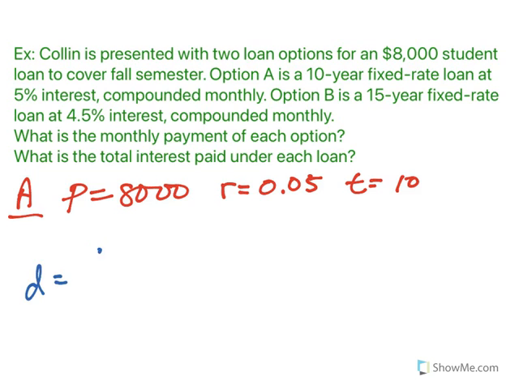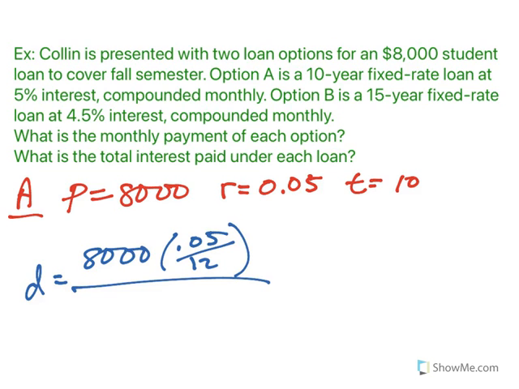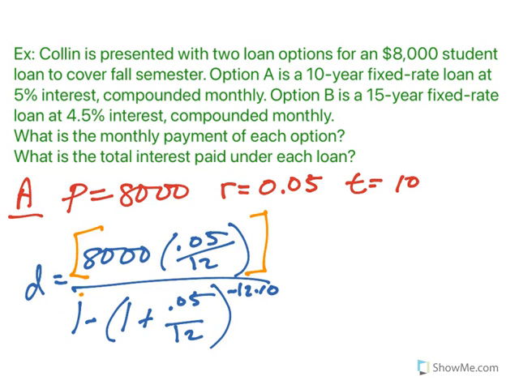D equals 8,000 times 0.05 over 12, all over 1 minus quantity 1 plus 0.05 divided by 12, raised to the negative 12 times 10 power. Now, if you're going to put this into your calculator all at one time, that's fine. Just make sure that you put extra parentheses around the numerator and the denominator. And in the denominator, put extra parentheses around the exponent. That's super important. If you prefer to do the numerator and denominator separately, that's great too.